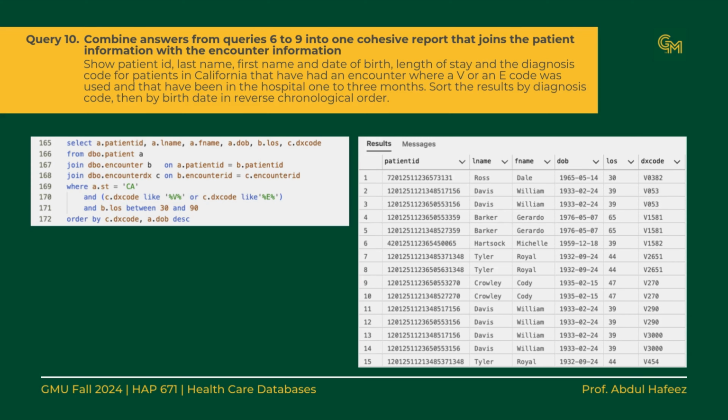After that, we identify the three conditions. First, state equal California. State is available in table patient, so we use a.st equals CA. Second, the DX code must have a V or an E in it, so we use DX code LIKE '%V%' or LIKE '%E%'. Third, length of stay is between 30 and 90. Finally, we use ORDER BY DX code and DOB DESC. Remember, when you join tables, always refer to each variable with the table consisting of that variable by using table label dot variable.